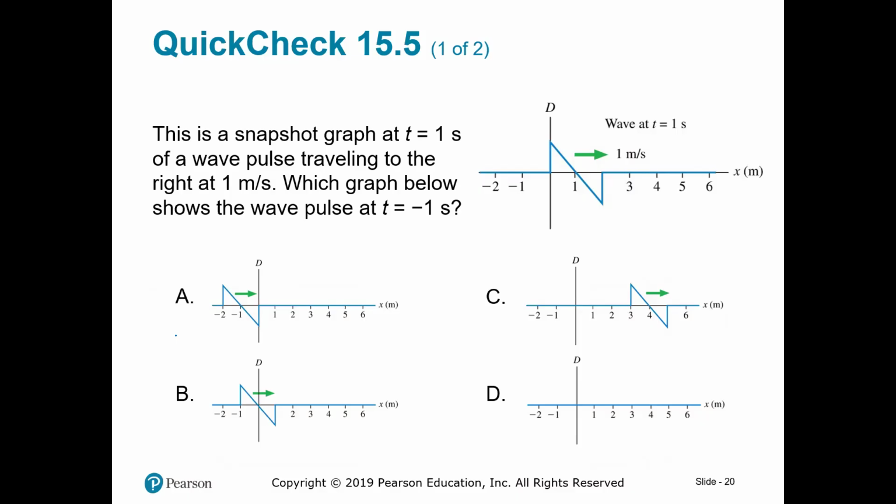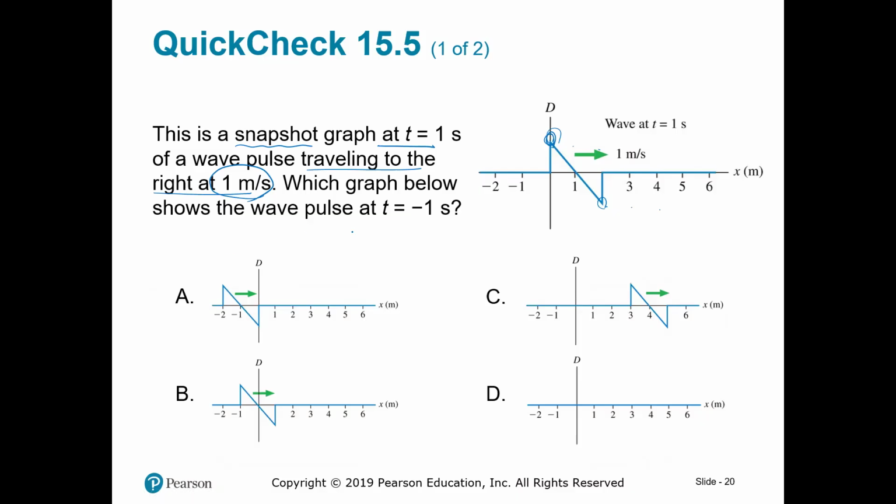Okay, so this is a snapshot, right? At a fixed time t. So t1 is a wave pulse traveling to the right at 1 meter per second. So this wave front is traveling 1 meter per second. That means 1 second later, this pulse has to be here. Another second later, this crest will be here. And 1 second later, this one will be here. Another second later, this will be here, right?